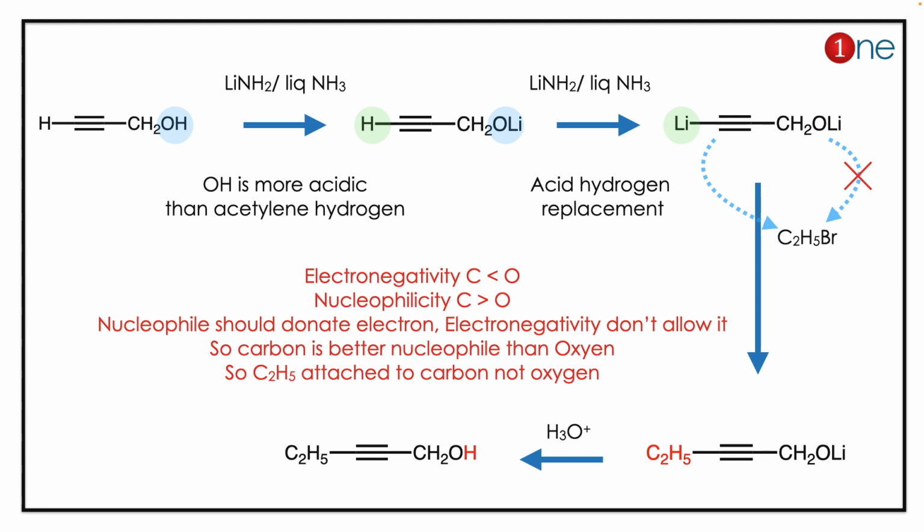So there are two nucleophiles in the system, O- and C-. Here the electronegativity of oxygen is higher, so carbon will be the better nucleophile for the bond formation. So carbon attacks, and you have a new C-C bond. Then the hydrolysis leads to the alcohol. The concept you have to learn here is that nucleophilicity is opposite to electronegativity.